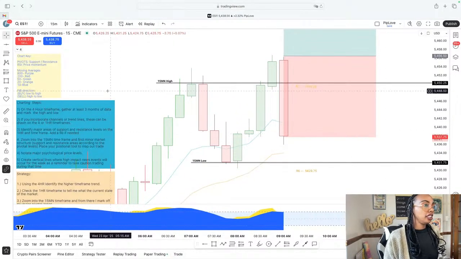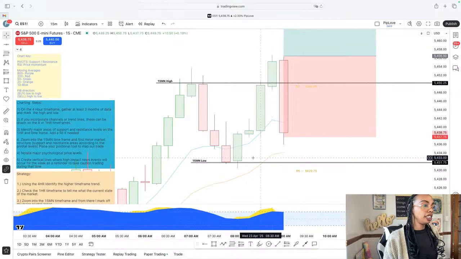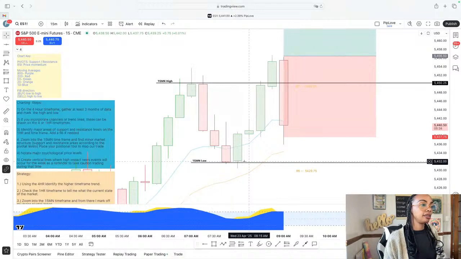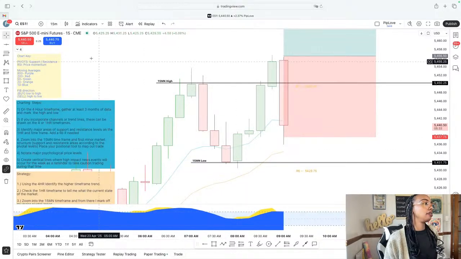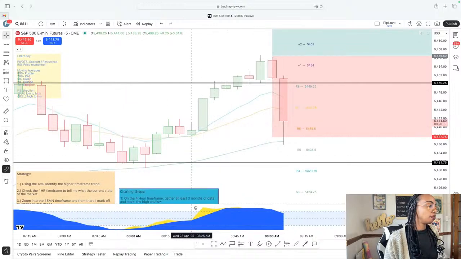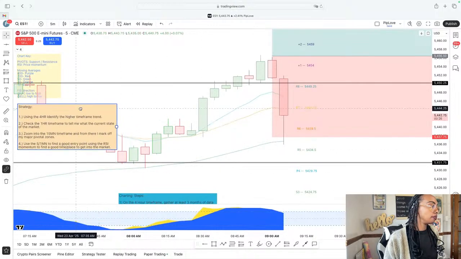All righty, so let's mark our entries. We see that this was our low point. We have this huge candle coming down here. Has price made a lower low yet? On the 15-minute time frame, has price made a lower low?